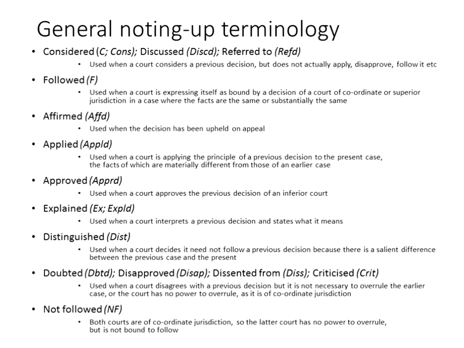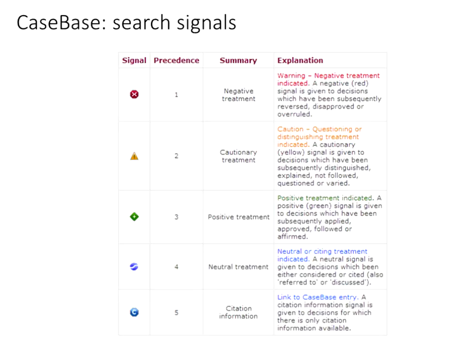between the different cases. And then there's some more negative type of things happening around doubted, disapproved or dissented or criticised. So that's negative treatment of the original case that you're referred to. And then not followed means that both courts are of coordinate jurisdiction. So the latter court has no power to overrule it, but it's not necessarily bound to follow it either. So there's a difference of opinion around it in the cases. That's all really quite complex. So you do need to understand how that plays out.